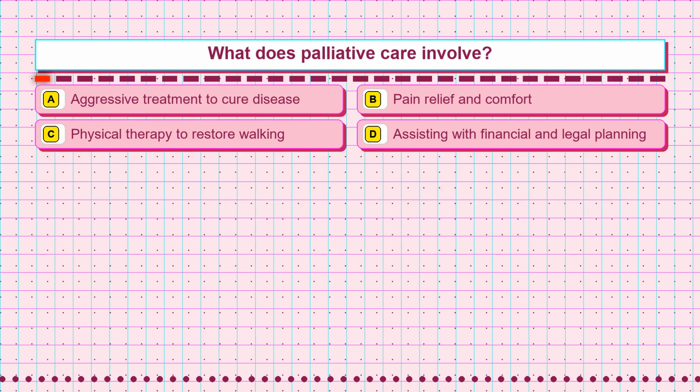Question 88. What does palliative care involve? Option A. The aggressive treatment to cure disease. Option B. Pain relief and comfort. Option C. Physical therapy to restore walking. Option D. Assisting with financial and legal planning.